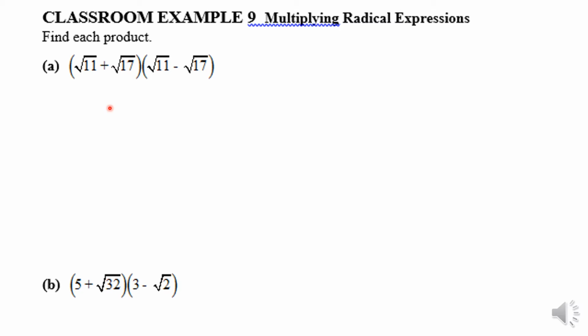Here we're doing some multiplying. Notice that this first one is the form a plus b times a minus b, so the middle terms are going to cancel out, and you will get a rational number for that answer.